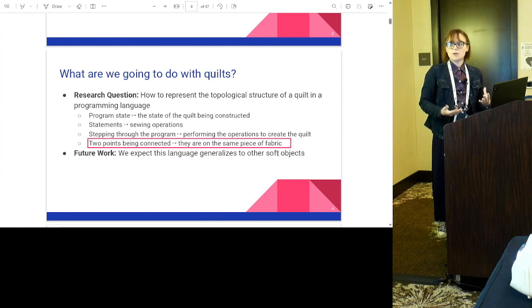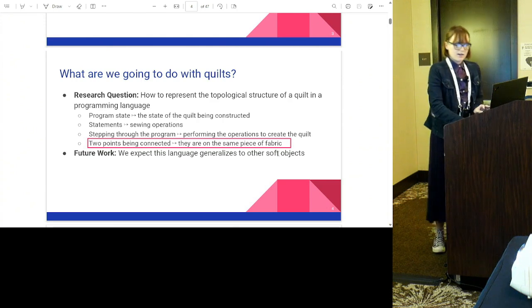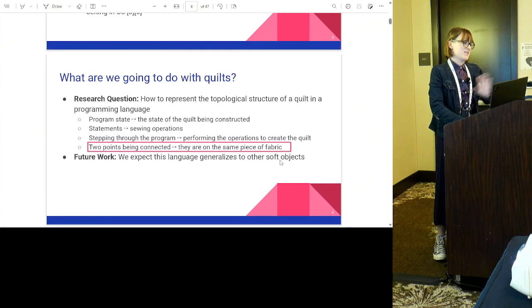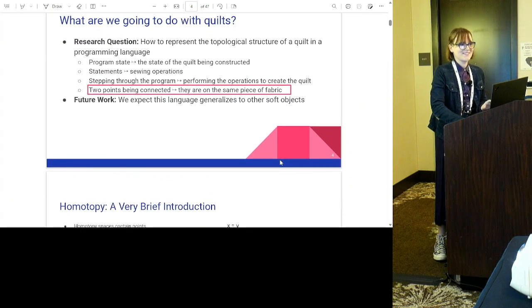In future work, we expect that this language will generalize to other soft objects aside from quilts. Even when we were working on this, there was a lot of thought about three-dimensional objects that can be constructed using a similar type of framework. And we don't explicitly disallow them, so you could use PieceWork as is and create three-dimensional things, or four-dimensional things. Maybe that's not as desirable.